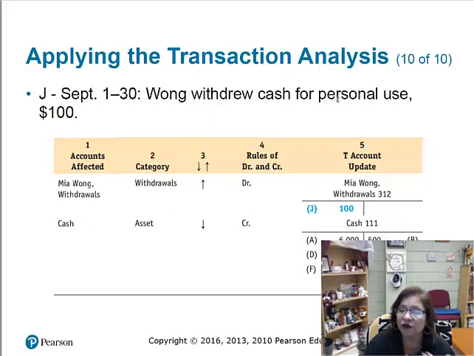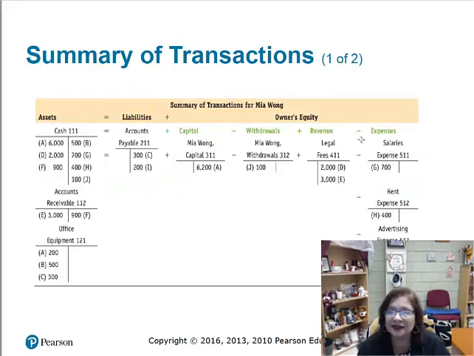Then she withdrew money for herself. She's taking money. So here we show the withdrawal as a debit, and then money is taken out of cash, so money is now taken out as a credit. Okay? This is a summary of transactions. All the transactions in your assets, liability, capital, withdrawals, revenue, and expenses. And they all balance out.